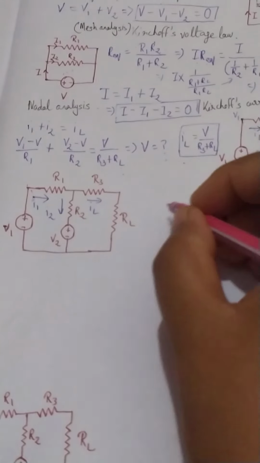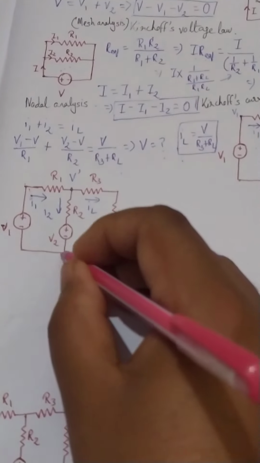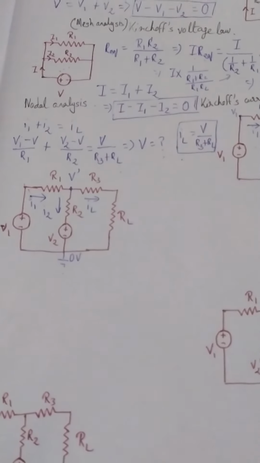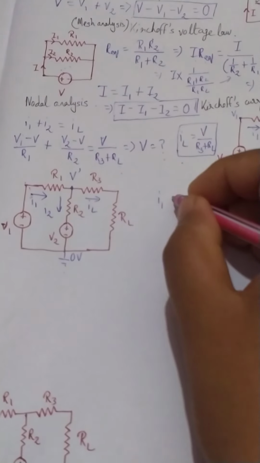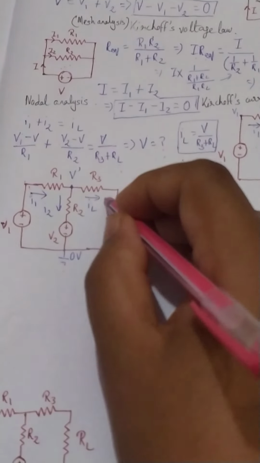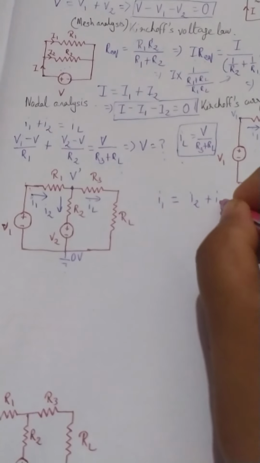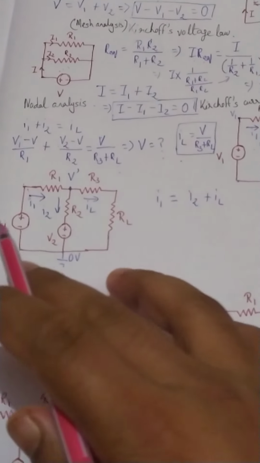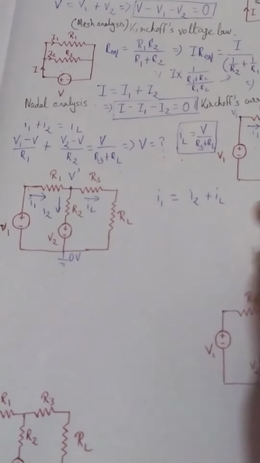So in that case, what is going to happen? Again, this node voltage will now become V dash, and I am assuming this node to be grounded, which is 0 volt. So we can write I1 is the incoming current, and that should be equal to the outgoing current. So that will be equal to I2 plus IL. So don't get messed up with that. Whatever direction you are giving, corresponding to that, we would be changing the equation.